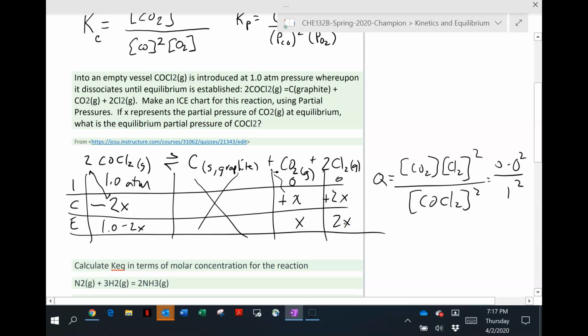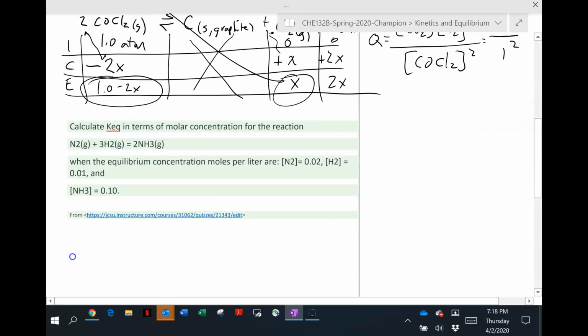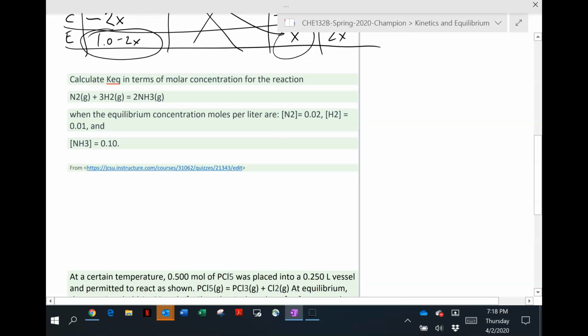And if we had the value for K, we could plug these things in and solve it, but really all you were being asked to do is just get this term because this is, as we say, x. So the answer would be 1.0 minus 2x, where x is the equilibrium amount of CO2. Setting up an ICE chart like that is a key skill, and so that's why we have a question on it like that.